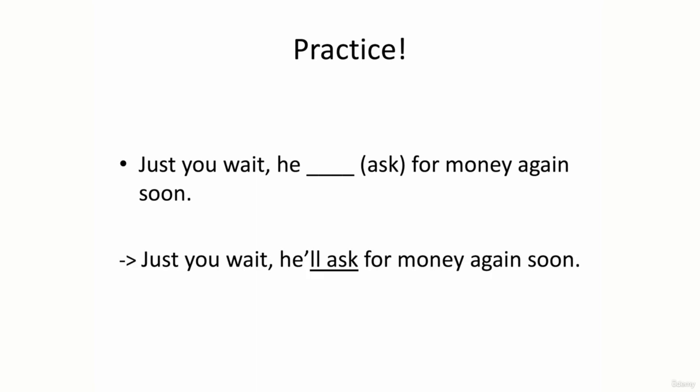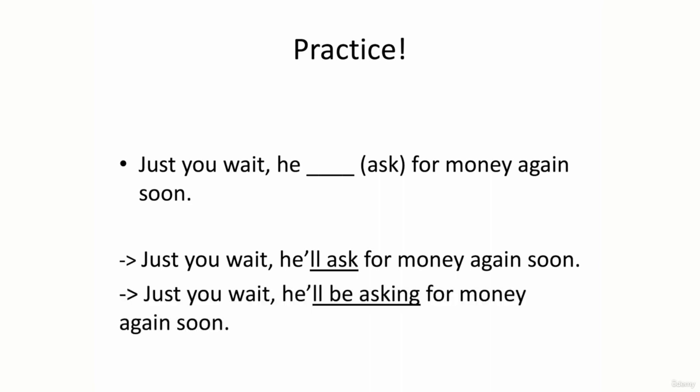Just you wait, he'll ask for money again soon. Just you wait, he'll be asking for money again soon. Using the simple future, he'll ask for money again soon, implies that he will ask one time, whereas using the future continuous, he'll be asking for money, implies that he will be asking multiple times. It is an ongoing action that is repeated or will be repeated in the future.